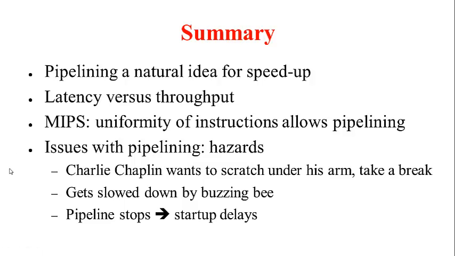You must also have noticed in the videos that you saw that pipelines don't like anything abnormal to happen. Even as small a thing as Charlie Chaplin wanting to scratch his arm or take a break causes a lot of pain to the pipeline. And we saw that when Charlie Chaplin went under the machine where he wasn't supposed to go, the pipeline not only stopped, but it also had to be rolled back. Well, it turns out that in the MIPS pipeline implementation as well, we need to do a lot of such things, and these are going to be very interesting and challenging.